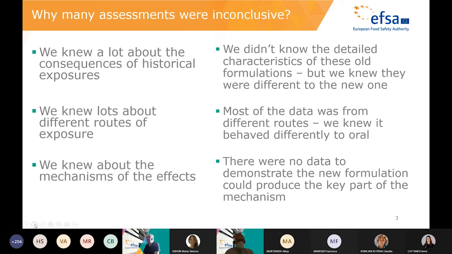Critically, we knew it behaved differently when given orally. And the crucial part on the last saying, well, we can't really rely on this, was because there was no data, no evidence to demonstrate that the new formulation went to a key stage of the mechanism. Therefore, we were coming to the conclusion we could not use the existing data and the existing material to extrapolate to this new one, and new testing would be required.